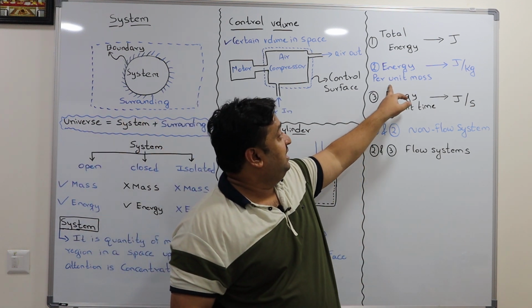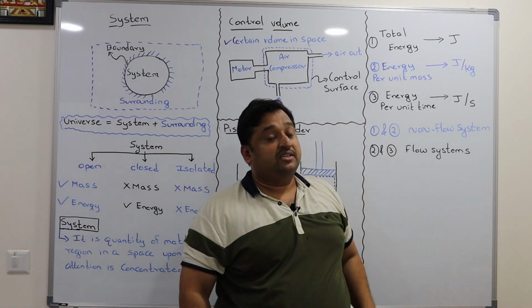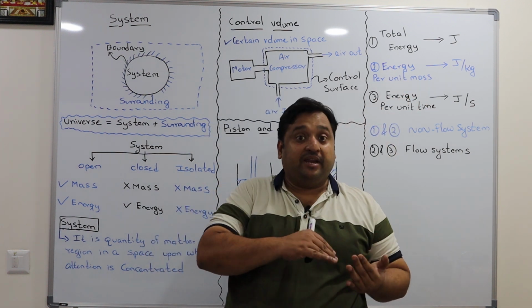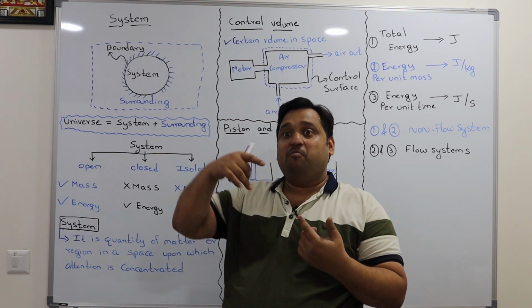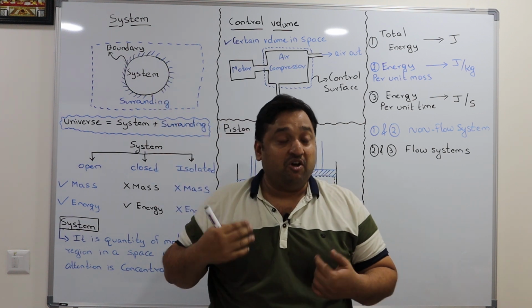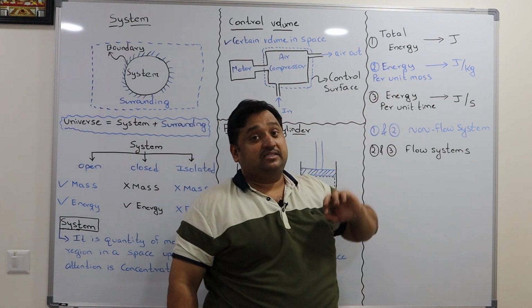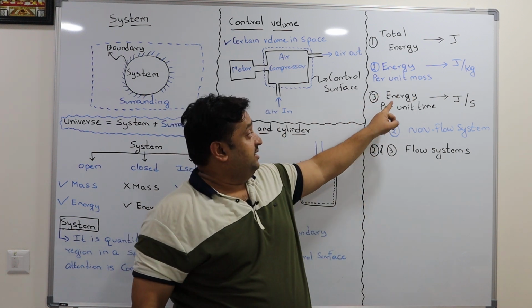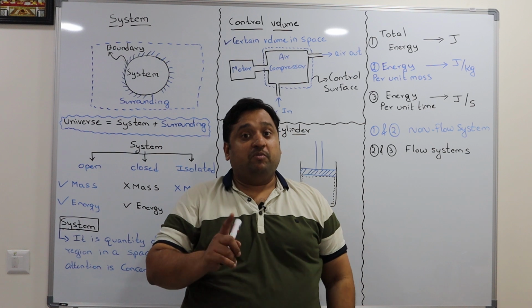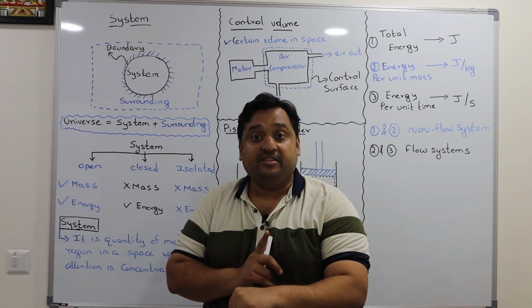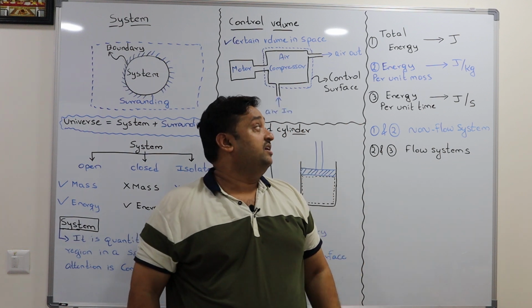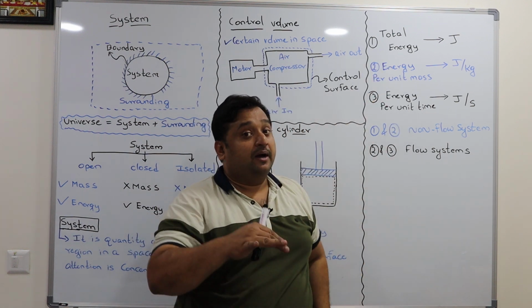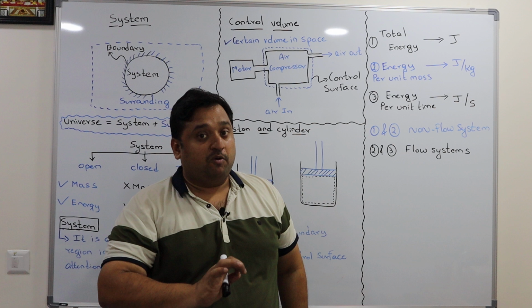The second way of dealing is energy per unit mass. That means per kg, how much energy is going in and how much energy is coming out. You can deal with it per mass. The third way is energy per unit time: how much energy is going in every second, in joules per second, and how much energy is coming out every second. These are the three different approaches to solving a problem.